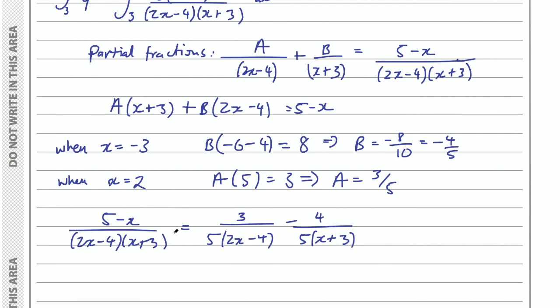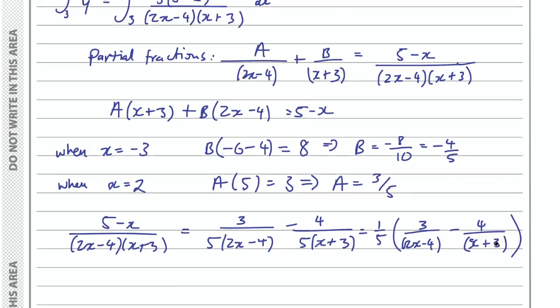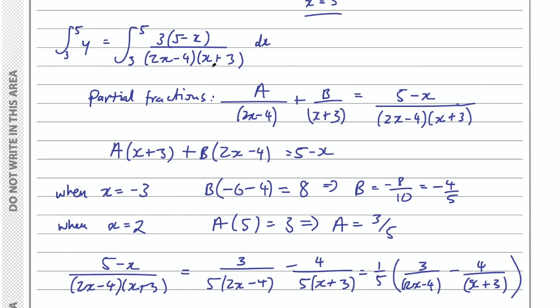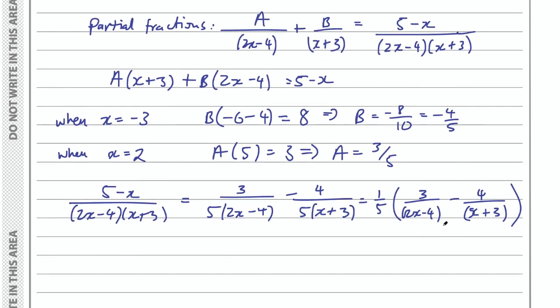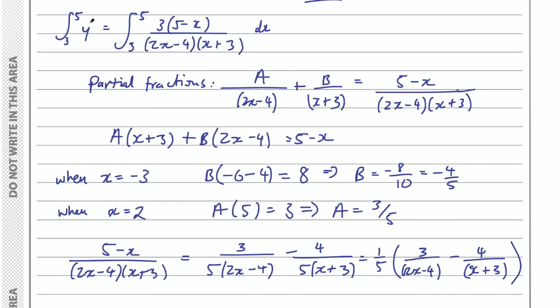And here you could actually factorize a fifth out. So we could say this is a fifth times 3 over 2x take 4. You don't have to do this. I think that it simplifies it, but however you like. So now I've got this expression equal to a fifth times 3 on 2x take 4 minus 4 on x plus 3. Okay, so rather than taking the integral of this, I can take the integral of this expression, and I still have that 3 multiplied by all of this as well.